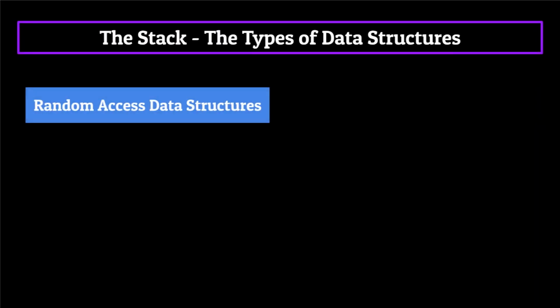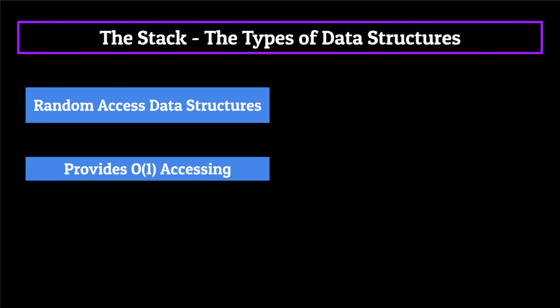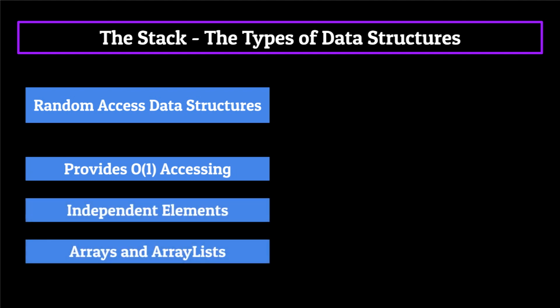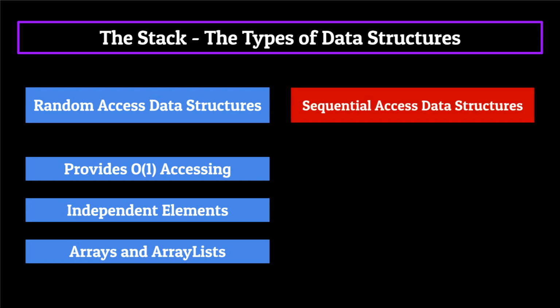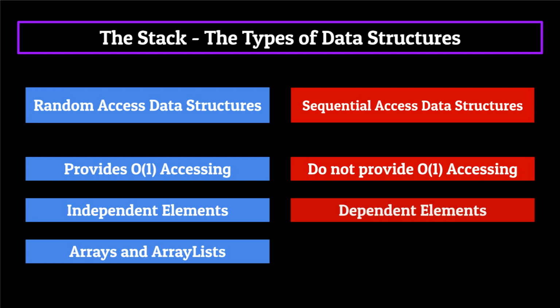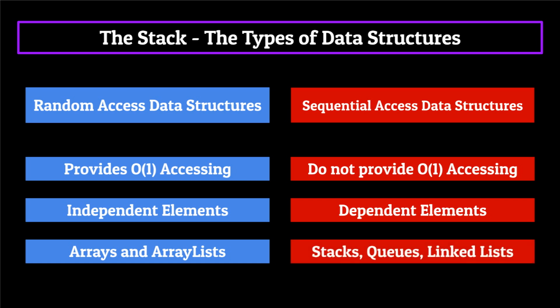So there you have it, random access data structures which allow instantaneous accessing power and independent elements, such as the array and array list, and then you have sequential access data structures, which only allow accessing through a particular order with dependent elements. Through the next few segments, we'll be covering a few of the popular sequential access data structures, such as stacks, queues, linked lists, and so on. Beginning, of course, with the stack.